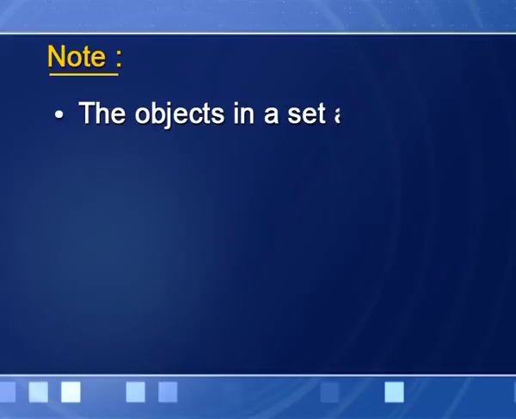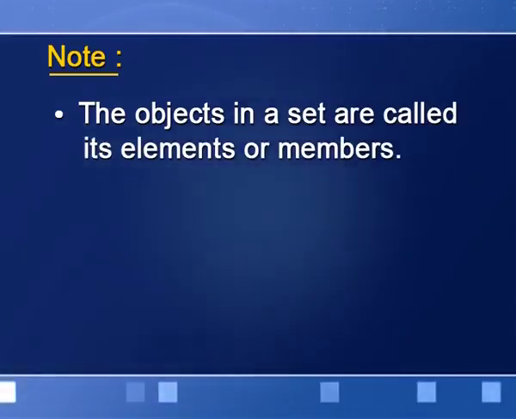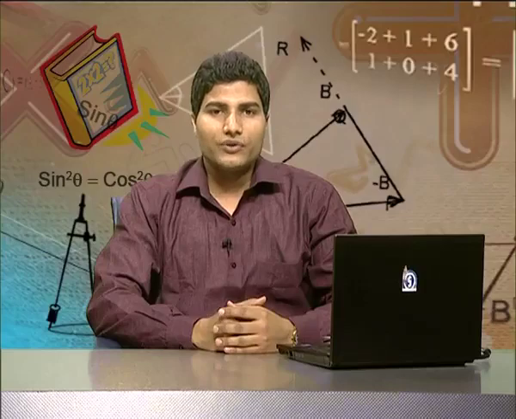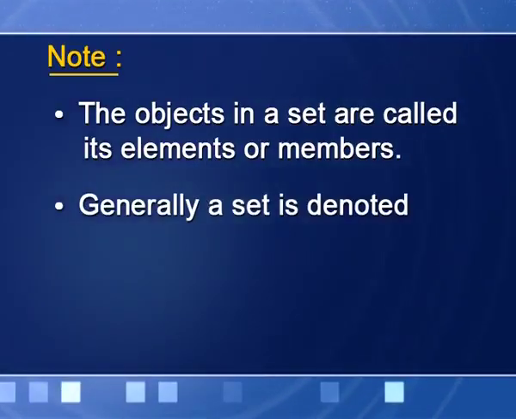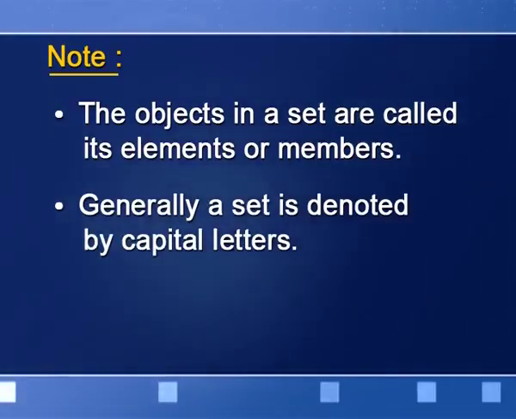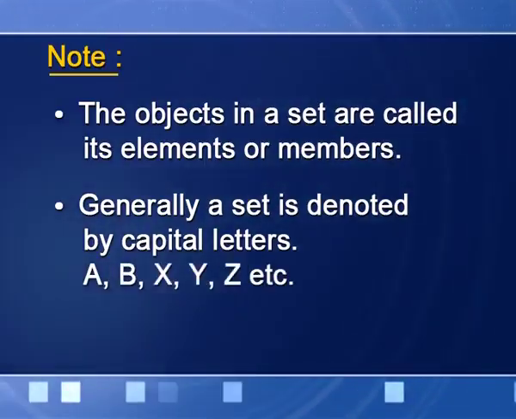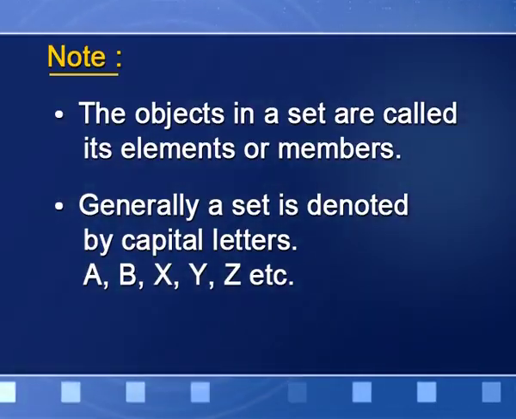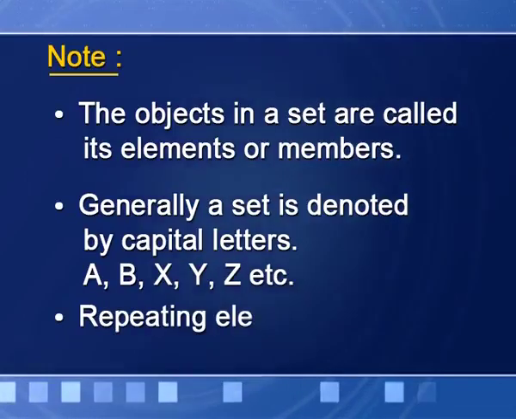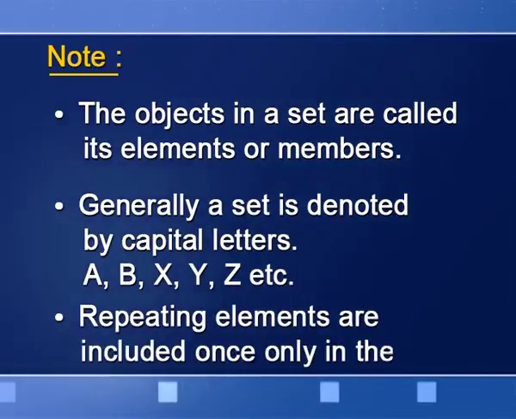The objects in a set are called its elements or members. So, the elements which we are going to include in a set are also called its members. Generally, a set is denoted by capital letters. So, generally we use capital A, capital B, capital X, Y, Z, etc. to denote a set. One more important point is repeating elements are included once only in the set. It means that if any number is repeating in the given items, we are going to include it once only.